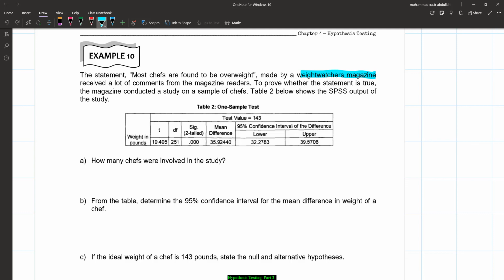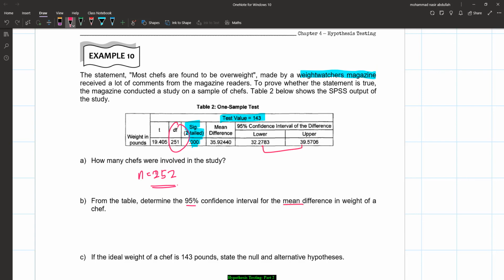So they give us the p-value. The test value is 43. So how many chefs involved? So there are n equal to 252. Right, based on degree of freedom plus 1. Right. From the table, determine 95% confidence interval of the mean difference.